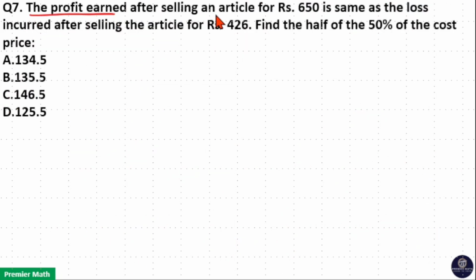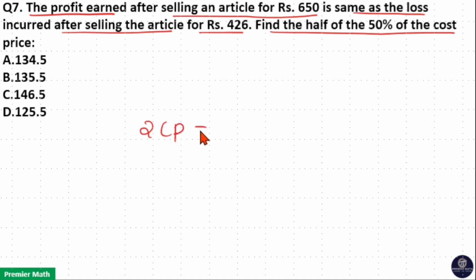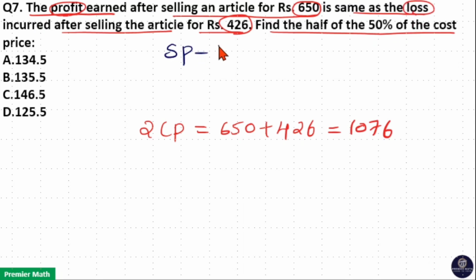The profit earned after selling an article for rupees 650 is the same as the loss incurred after selling the article for rupees 426. Find half of the 50% of the cost price. From the question it is clear that double the cost price is the same as the total of the selling prices, that is 650 plus 426, which is equal to 1076. Because here profit is the same as the loss. Profit means SP minus CP, which is the same as loss, which is CP minus SP. In the first case, selling price is 650.